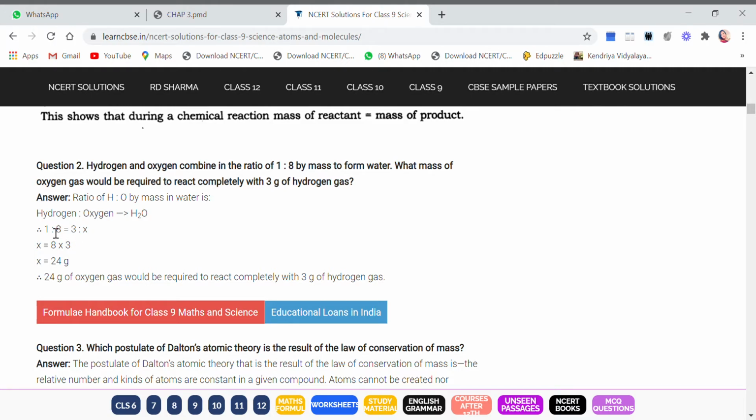Now why did we take 3:x? That means 1 stands for hydrogen, 8 stands for oxygen, and the proportion is always equal. So 3 stands for hydrogen and we don't know the proportion of oxygen, so we will take it as x. So when this equation is formed, you have to find out the value of x. So this is how we find the value of x, and what is the value we are getting? That is 24 gram of oxygen gas would be required to react completely with 3 gram of hydrogen.